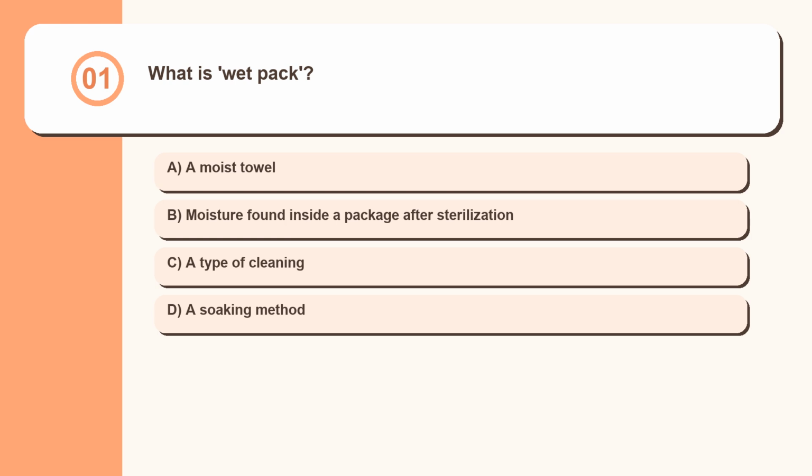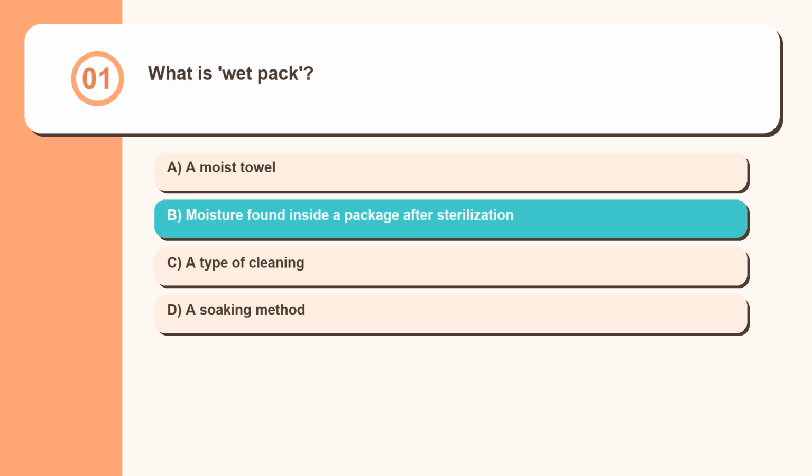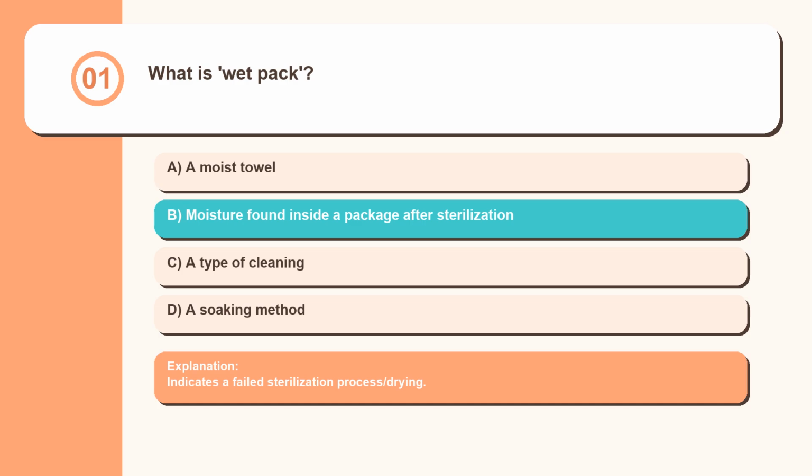Question 1. What is wet pack? A moist towel. Moisture found inside a package after sterilization. A type of cleaning. A soaking method. Answer: moisture found inside a package after sterilization. Indicates a failed sterilization process/drying.